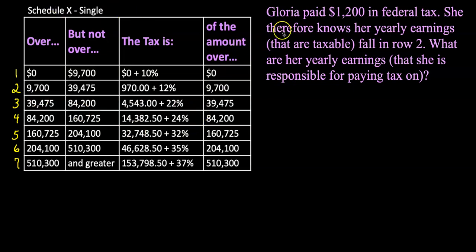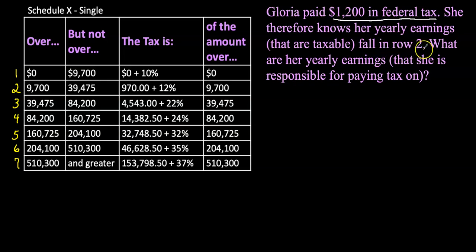It says the following. Gloria paid $1,200 in federal tax. She therefore knows her yearly earnings that are taxable fall in row 2. What are her yearly earnings that she is responsible for paying tax on? So let's underline some important information. We know in this problem that she paid $1,200 in taxes.